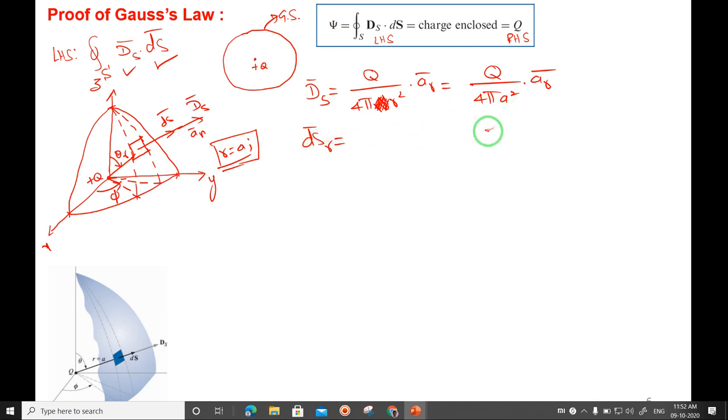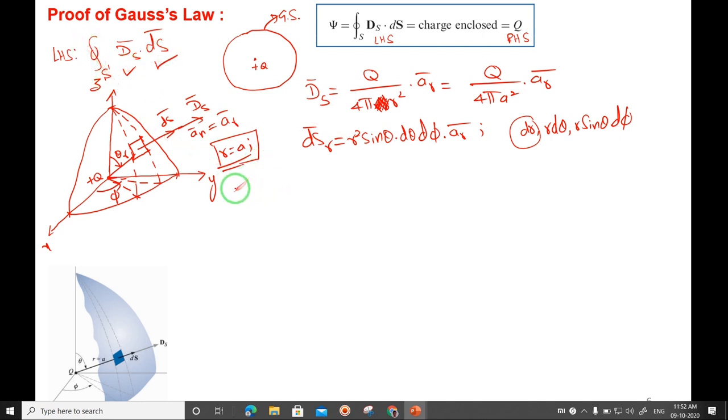And we know the differential elements in the spherical coordinate system: dr, r dθ, r sinθ dφ. These are the differential elements: dr, angular distance r dθ, and angular distance r sinθ dφ. I want the differential surface area along the radial direction, so leave dr and multiply the other two: r² sinθ dθ dφ, and associate the direction, which is radial, so a_r. So here a_n is equal to a_r, the unit normal vector, in the radial direction. So we came to know what dS is.